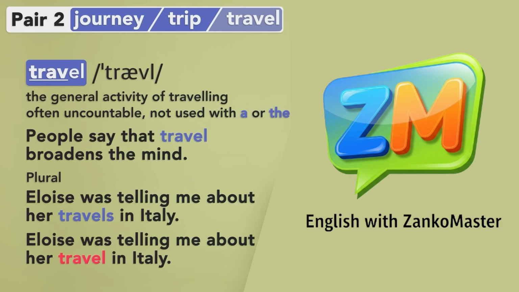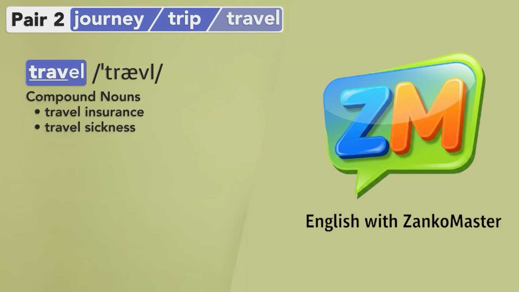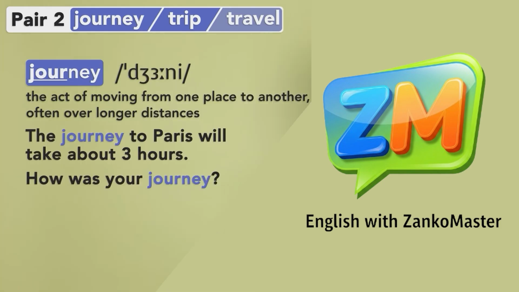For example, Eloise was telling me about her travels in Italy. This implies a variety of places and experiences. We can't say that sentence in the singular. It would not be correct to say, Eloise was telling me about her travel. Lastly, you will hear travel used in many compound nouns, like travel insurance or travel sickness. Let's move on to journey. We use journey to focus on the act of moving from one place to another, and it's often used for longer distances. The journey to Paris will take about 3 hours. Or, how was your journey? This is like, how was your drive?